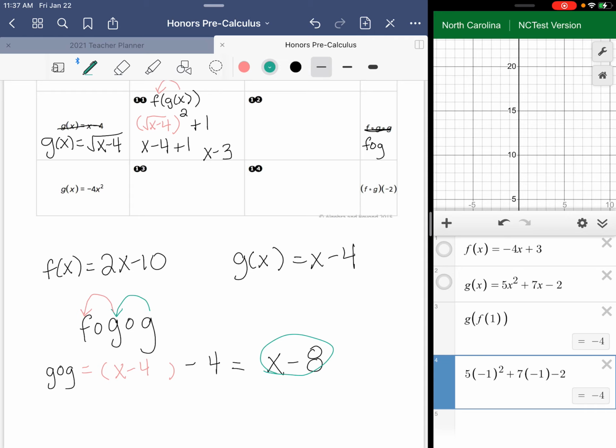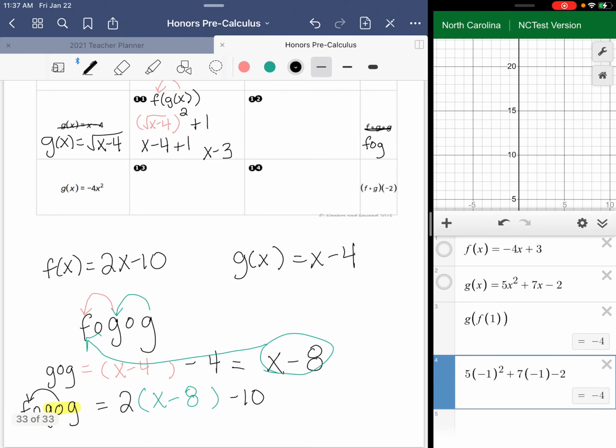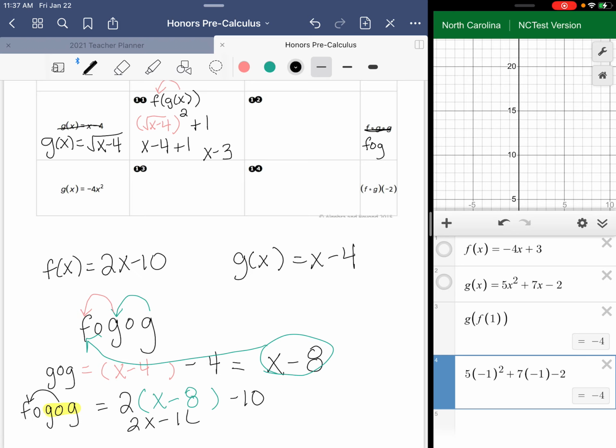So now we're going to take that x minus 8, and we're going to plug it into the f function. So we're going to do f of g. And again, we've already done the g of g. We're going to take the g of g and plug into f. So the f function was 2x. So we're going to put our parentheses for our placeholder, minus 10. And we're going to plug in x minus 8 and simplify. So that's going to be 2x minus 16 minus 10, which is going to be 2x minus 26.